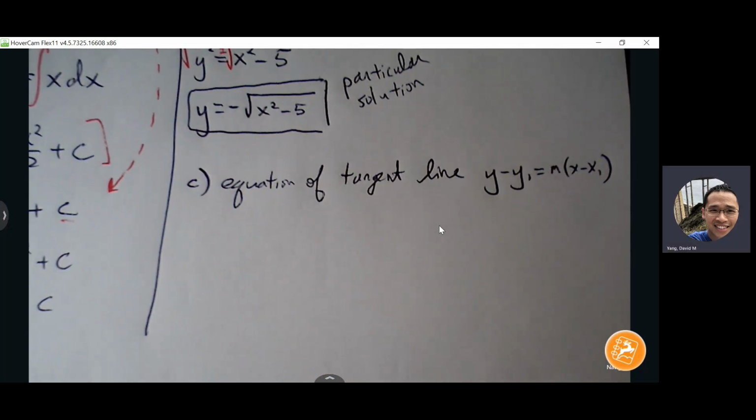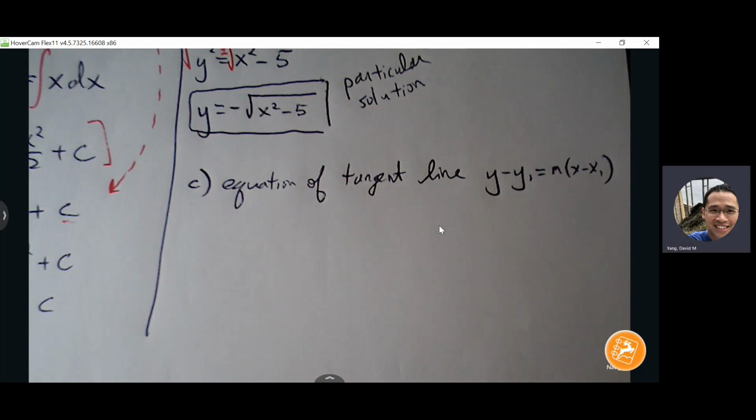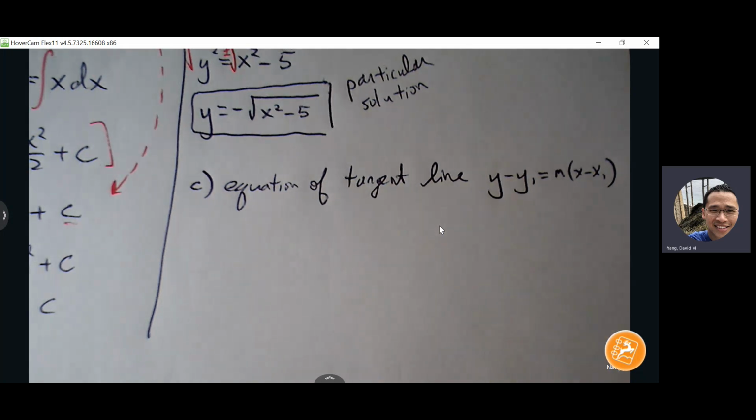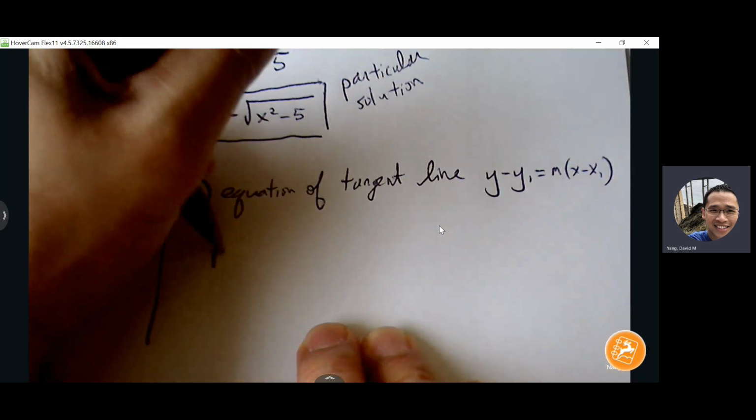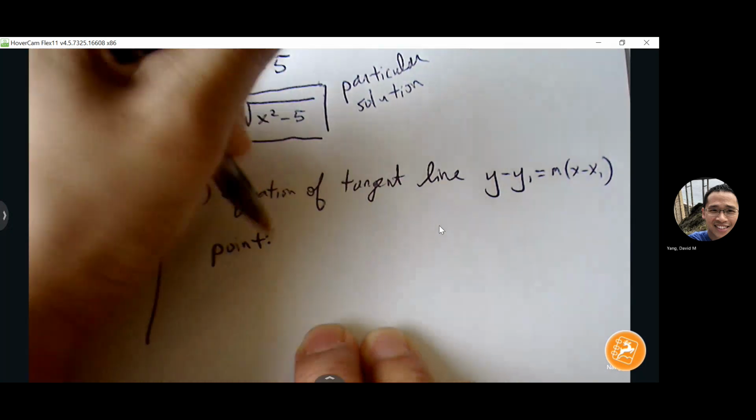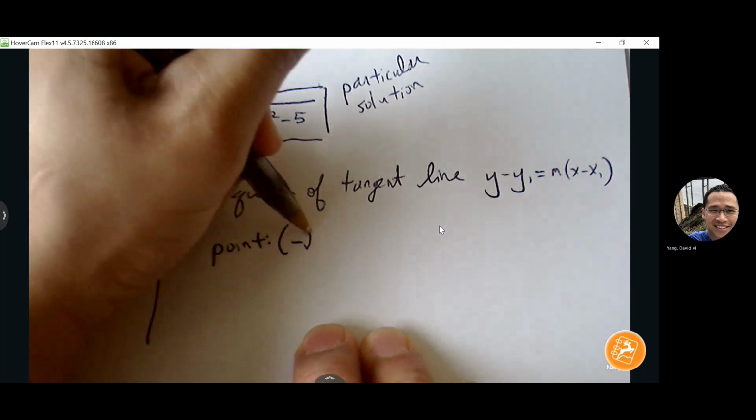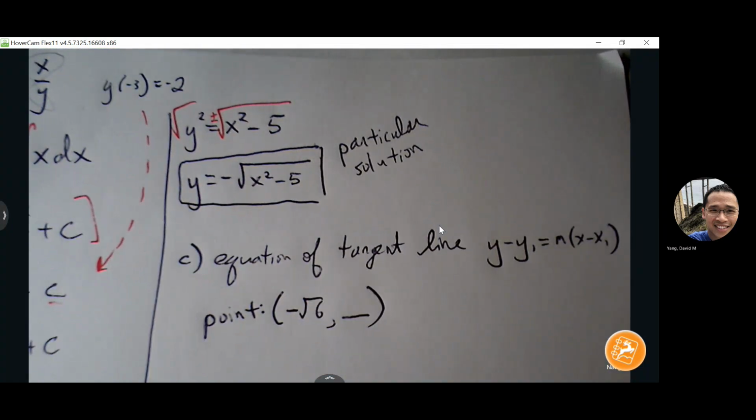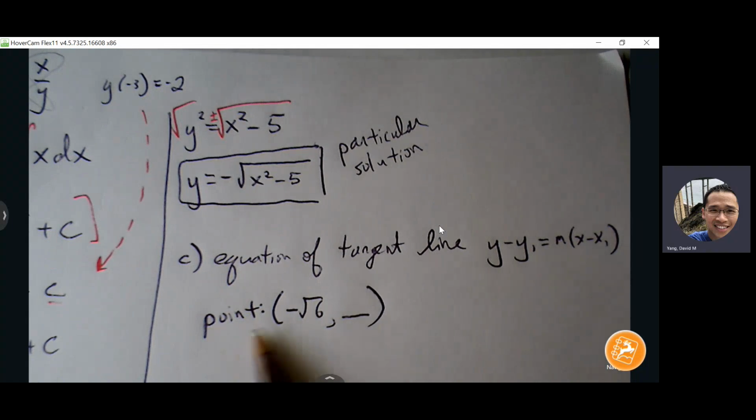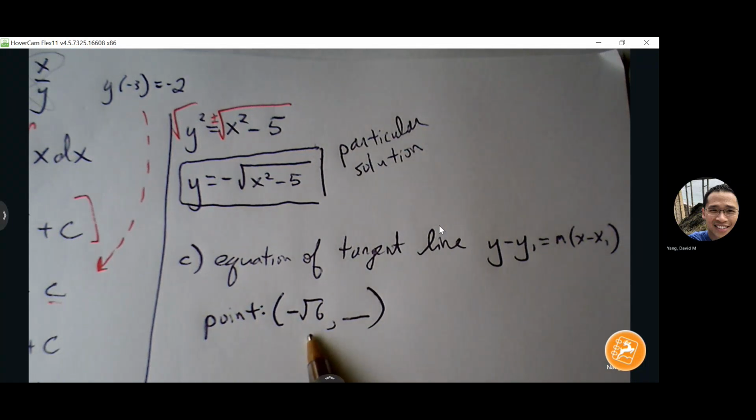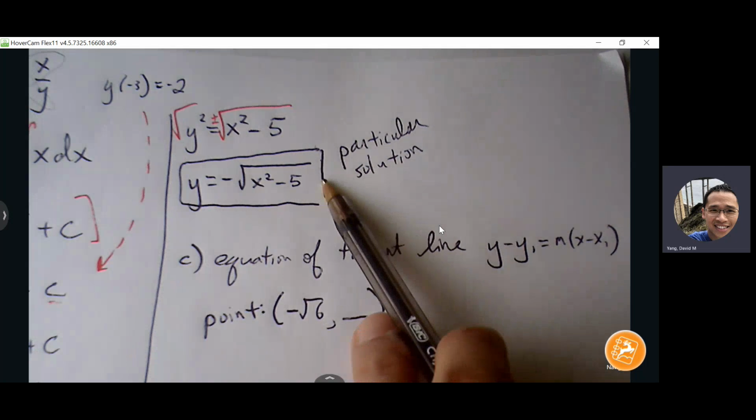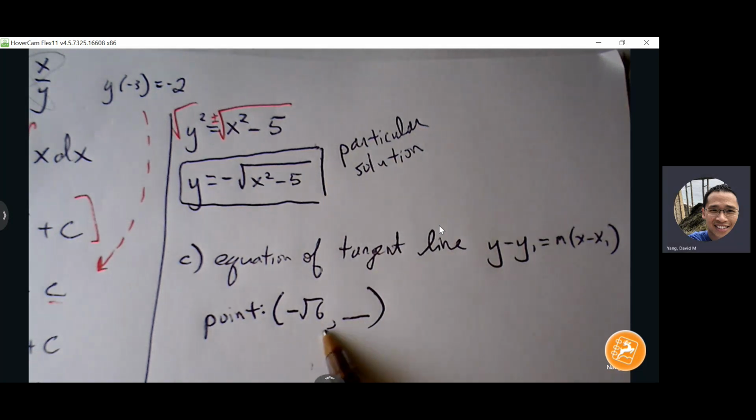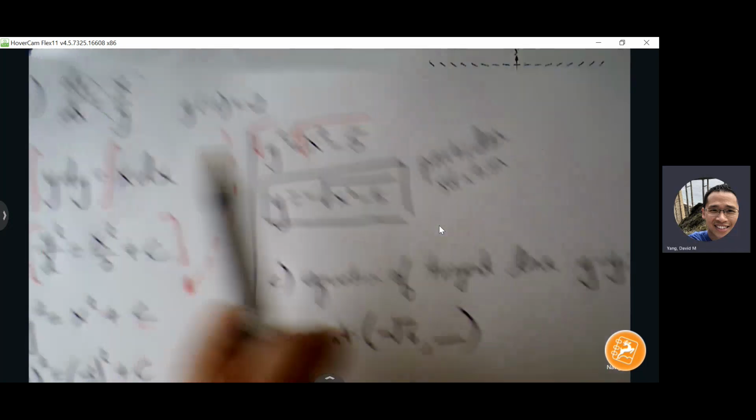Okay, so for the equation of the tangent line, I need two pieces of information. What do I need? Ordered pair and slope. So for the ordered pair, I'm only given the x value. How do you think I can find the y value? Into the particular solution, right? And then the slope is going to come from the derivative. Okay.